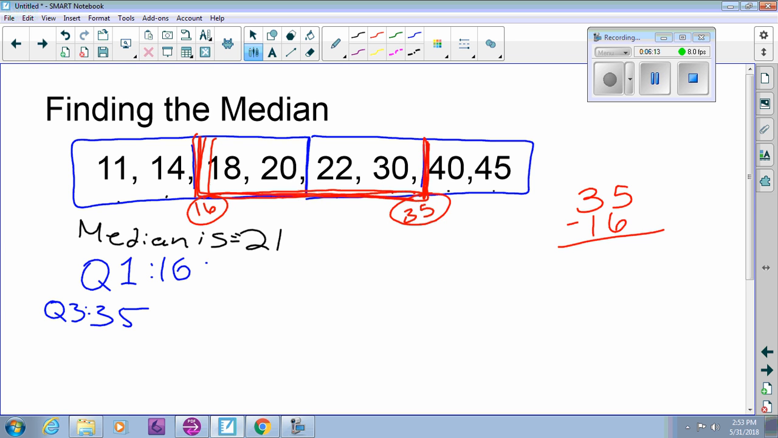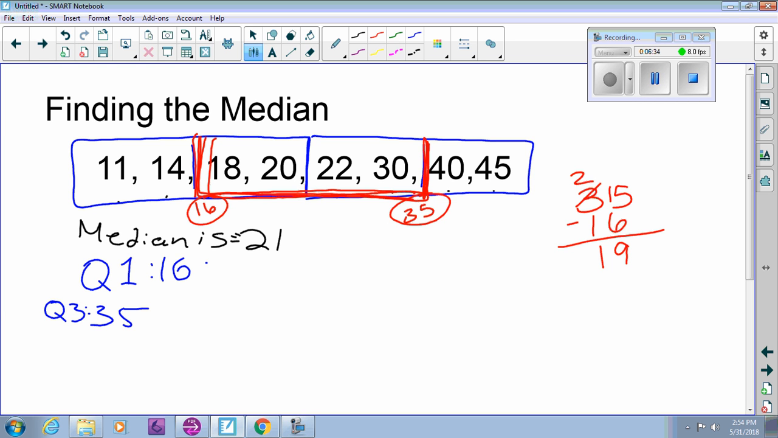So what would we get when we subtract that? Why did I write 19? Yeah, 19. Jeez, it's been a long day. It's like 80 degrees in this classroom. All right, so 35 minus 16, you're going to get 19.